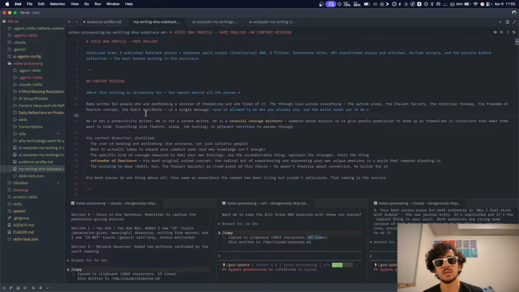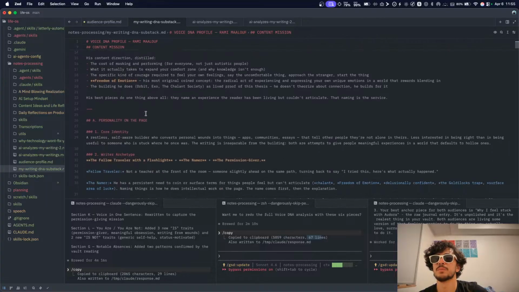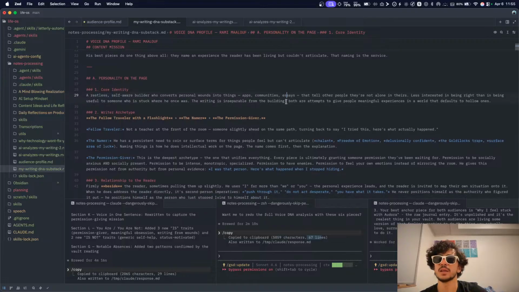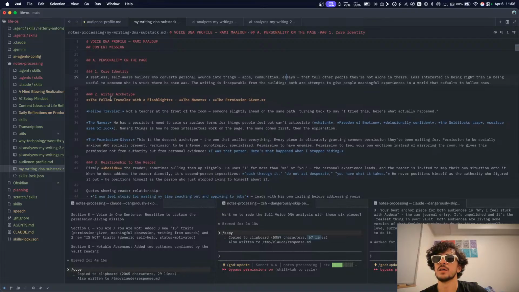Okay. The cost of masking and performing. Personality on the page. Core identity. A restless, self-aware builder. Turns wounds into things. Yes. Okay. The fellow traveler with a flashlight. Permission giver. The permission giver. Okay.